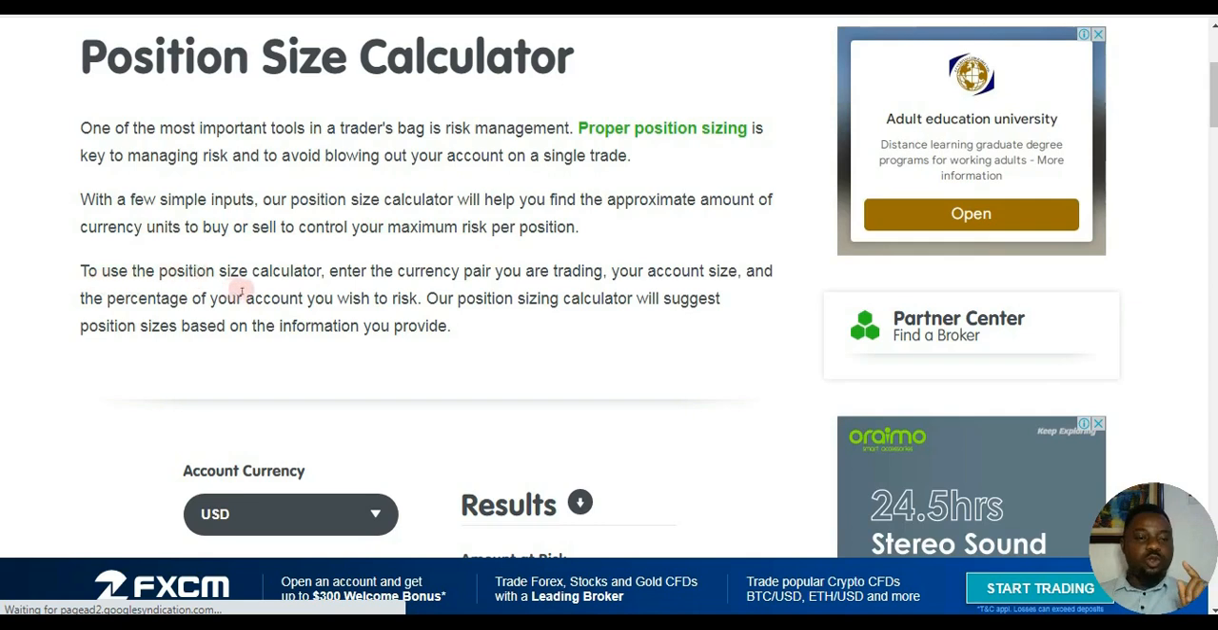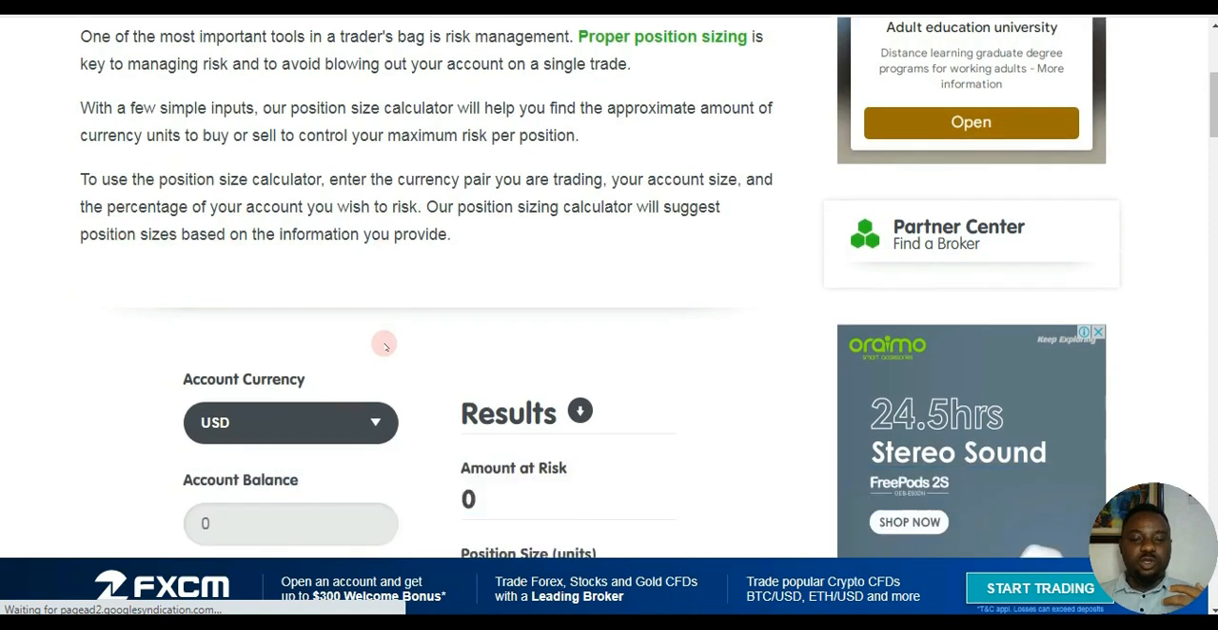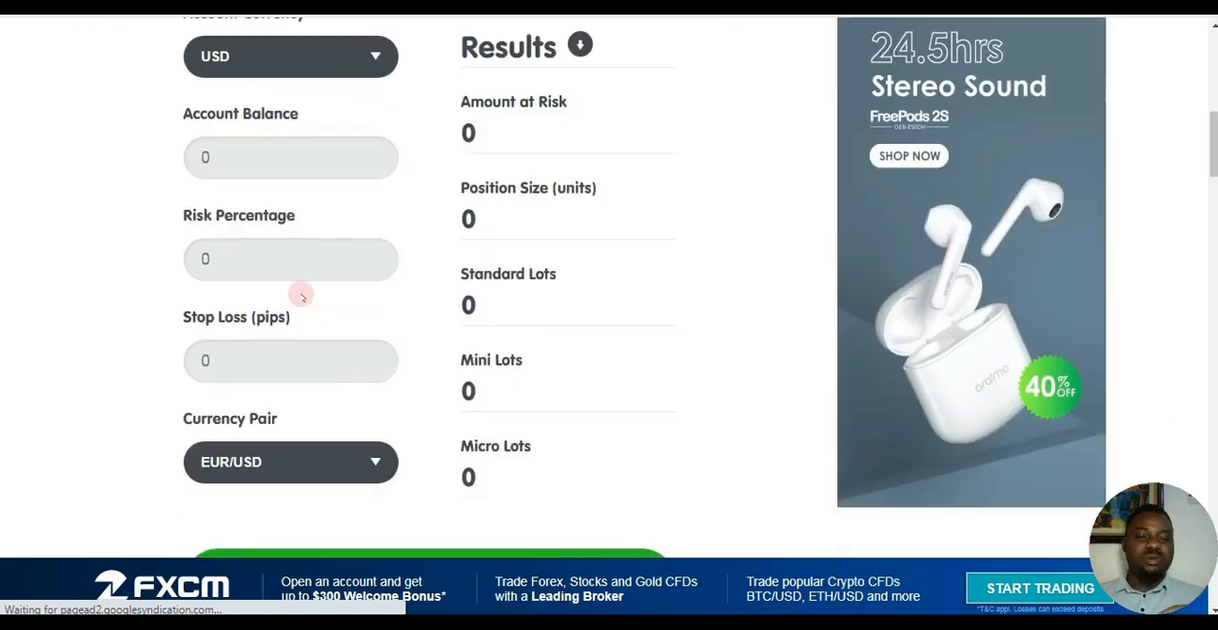To use the position size calculator, enter the currency pair you are trading, your account size, and the percentage of your account you wish to risk. Our position sizing calculator will suggest position sizes based on the information you have provided. So let's look at what this means.